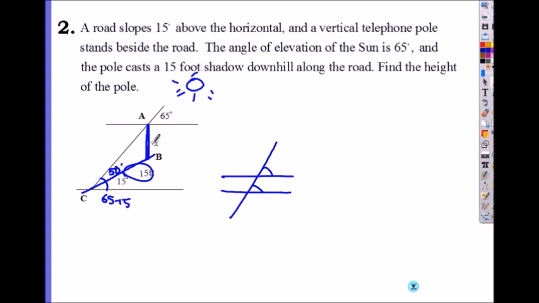So for now, I have an angle and a side. Is that enough to solve? Yes. Yeah, so this is the length of the shadow. The shadow is cast on the road, downhill, along the road.